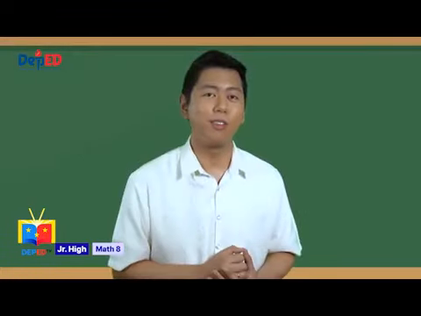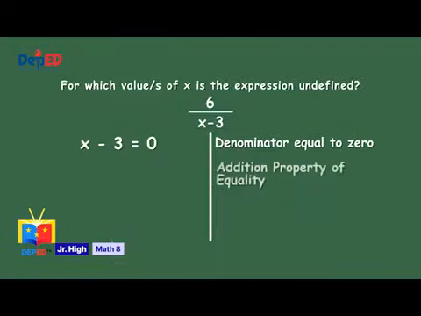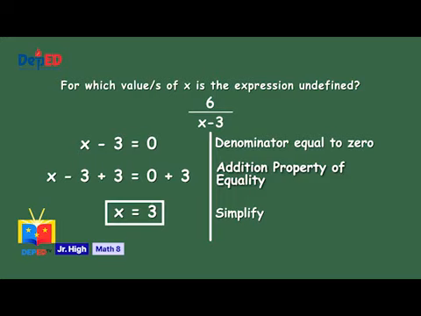What is the value of x? We can apply the addition property of equality by adding 3 to both sides of the equation. So we will have x minus 3 plus 3 equal to 0 plus 3. Simplifying, we will have an excluded value of x equal to 3.